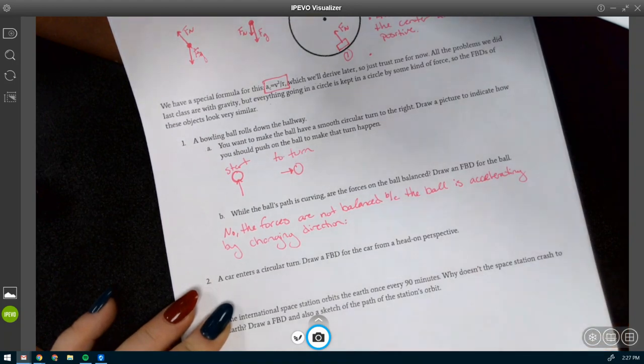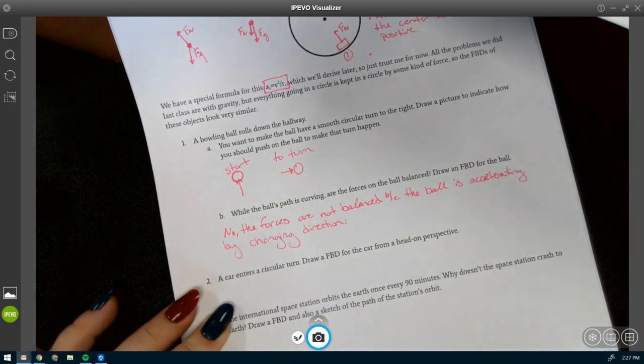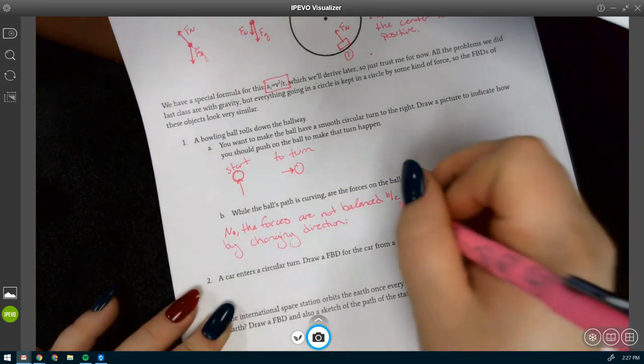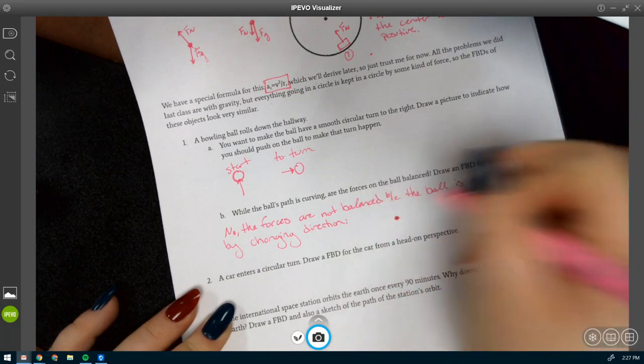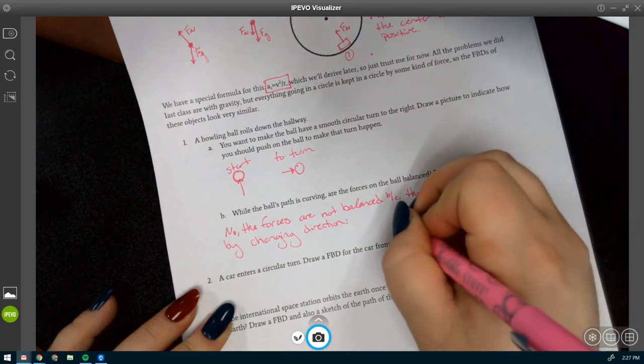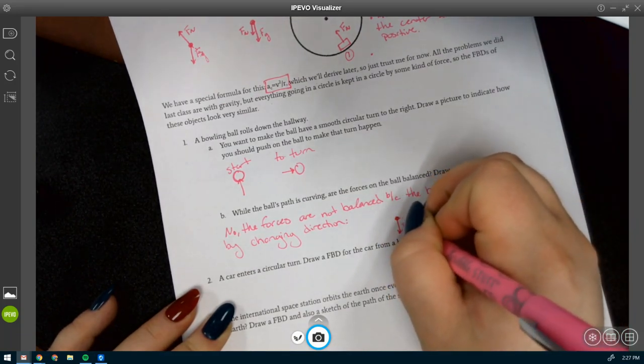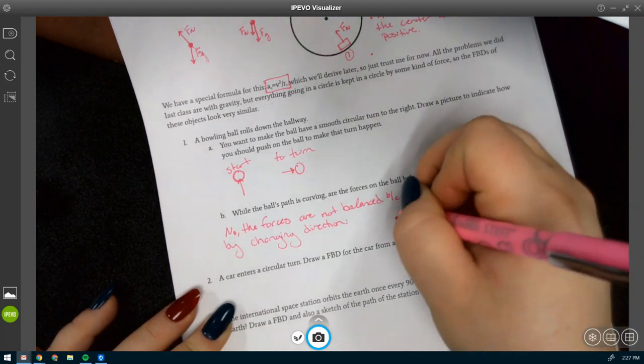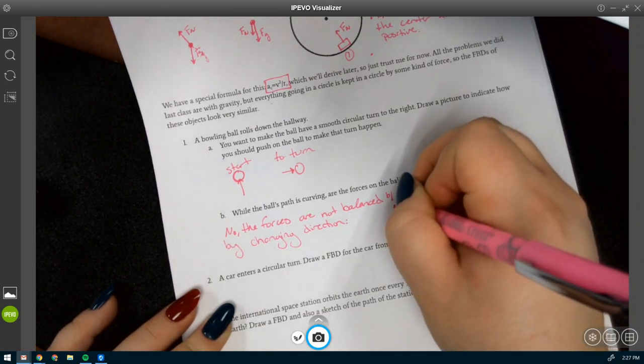So if we do this from, I have weird examples. My brain is tired. I'm really sorry. But if we're like a little mouse that's following this ball, we're going to do our free body diagram from that perspective. So we're looking at the back of the ball, like eye level. So that means that we have our dot. We have the force of gravity that's pulling down on it. We have the normal force.